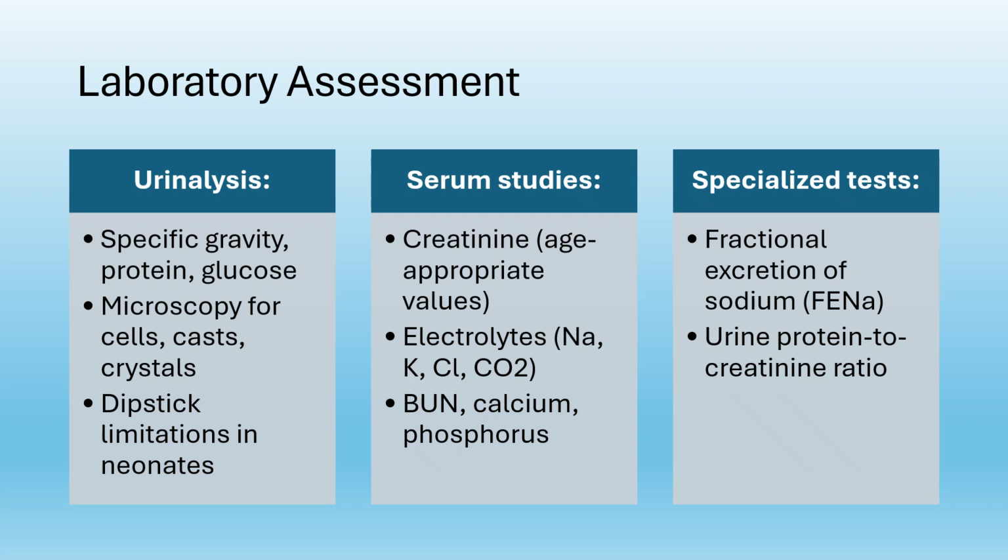Watch for hyperkalemia with impaired excretion, hyponatremia from immature conservation mechanisms, and metabolic acidosis from reduced acid excretion. BUN rises with dehydration, but also with increased protein metabolism from feedings. Calcium and phosphorus abnormalities often indicate renal tubular dysfunction or chronic kidney disease.